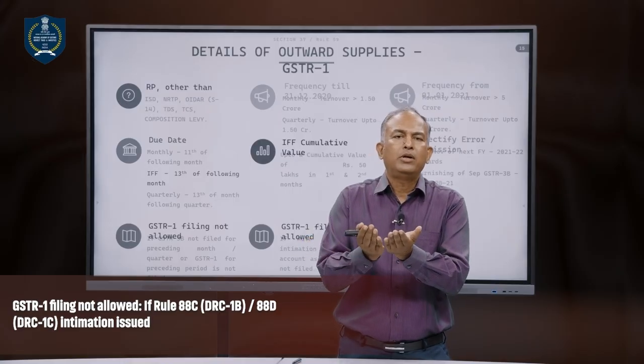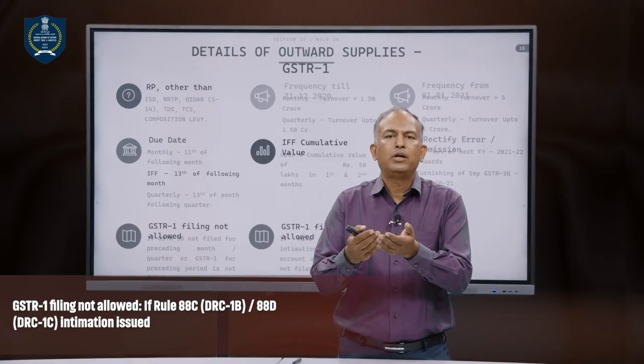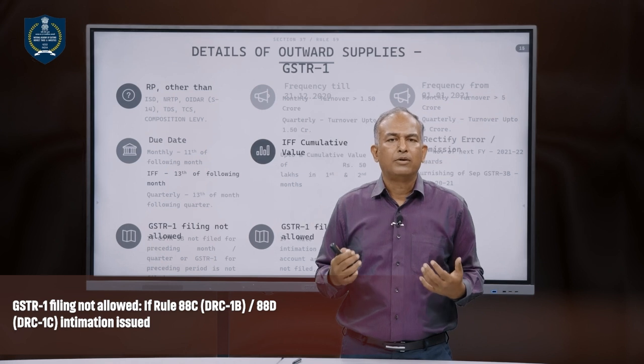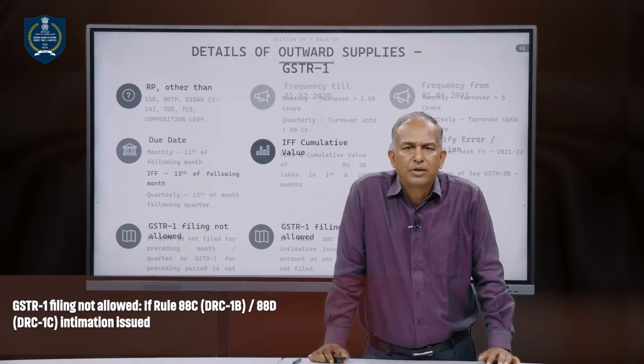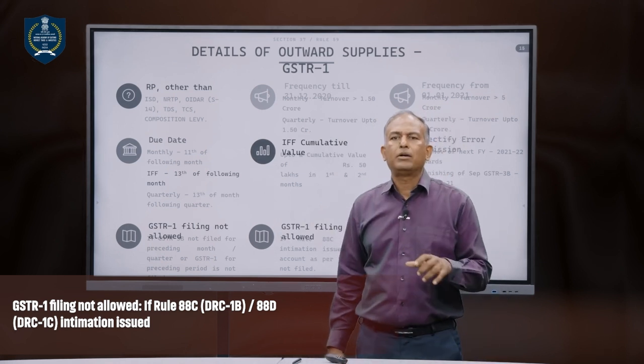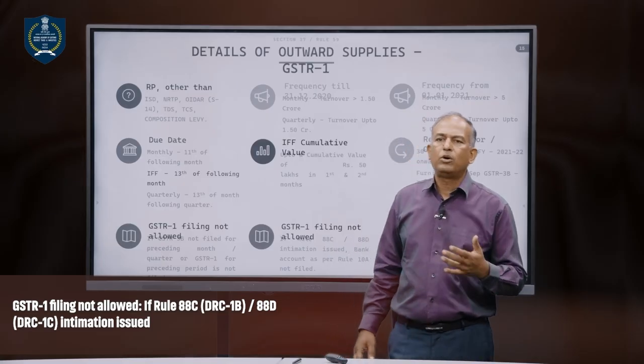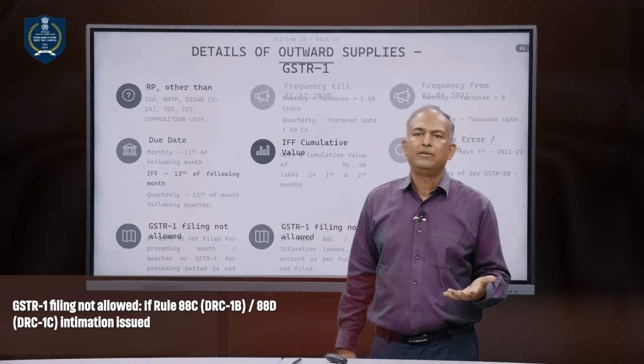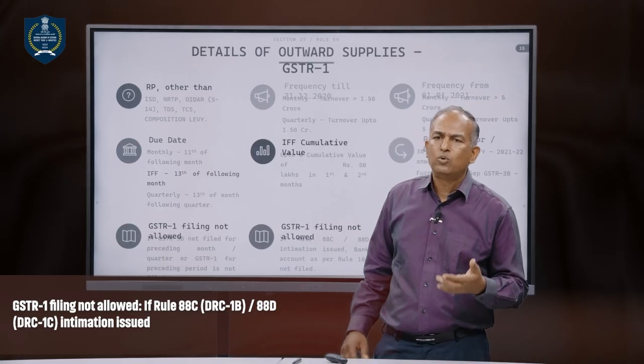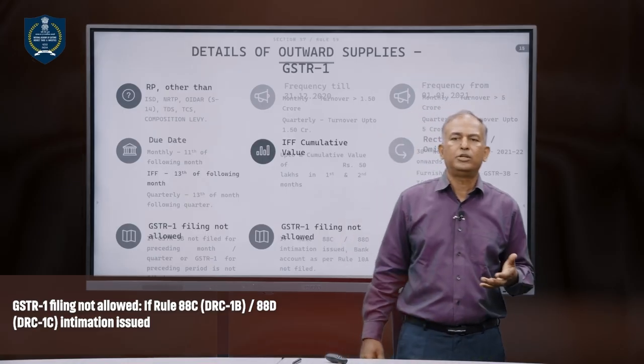Now, whenever there is a 2B 3B mismatch, you will remember it is a mismatch in the input tax credit availed. If there is a difference in the input tax credit that is availed, that particular mismatch is communicated back to the taxpayer in the form called DRC-1C. And the rule for that is, I think, Rule 88D of the CGST rules.